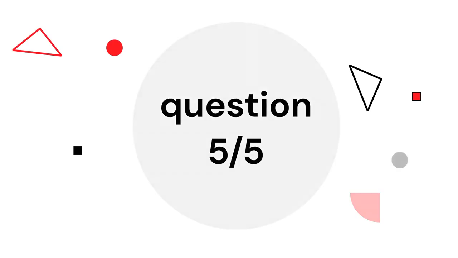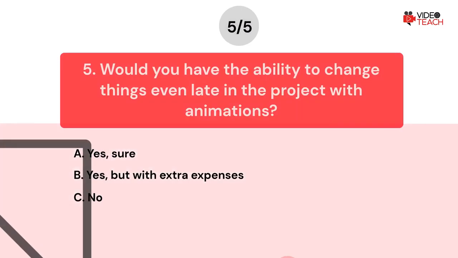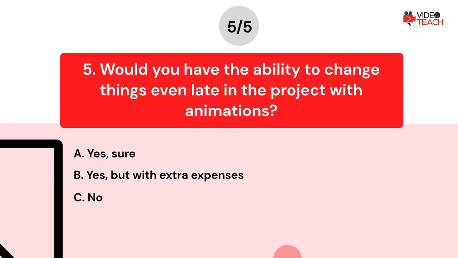Question number five. Would you have the ability to change things even late in the project with animations? Option A. Yes, sure. Option B. Yes, but with extra expenses. Option C. No. Now you have about 15 seconds to think about your answer.